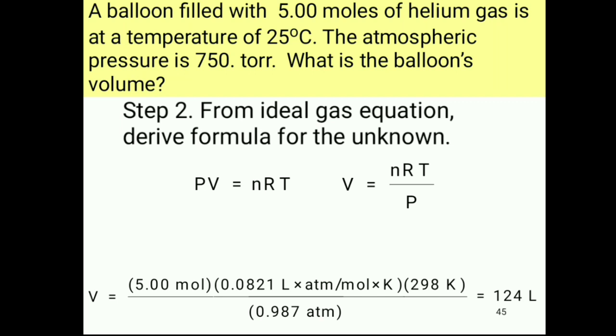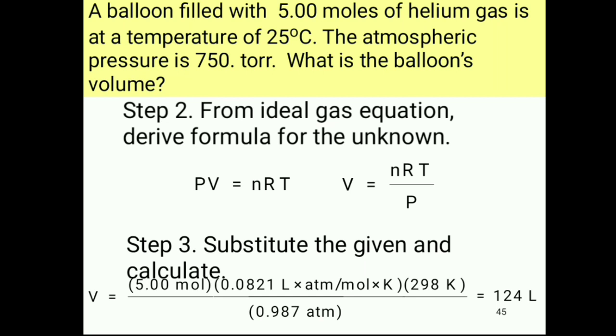And then using the ideal gas law equation PV equals nRT, we derive V by transposing to the other side. From the left side, you transpose pressure to the other side, so it becomes the denominator of nRT. Substituting the given, the number of moles is 5 moles of helium. So 5 moles times R, the constant value 0.0821 liter atm per mole Kelvin, times the temperature of 298 Kelvin, all over the pressure given, 0.987 atm.